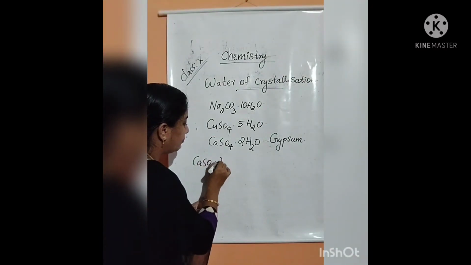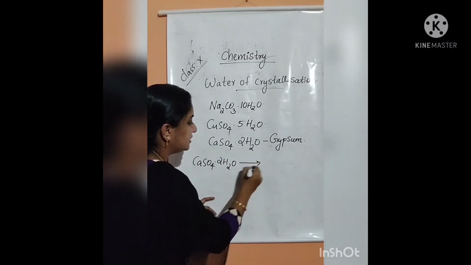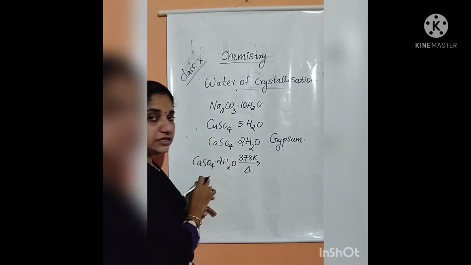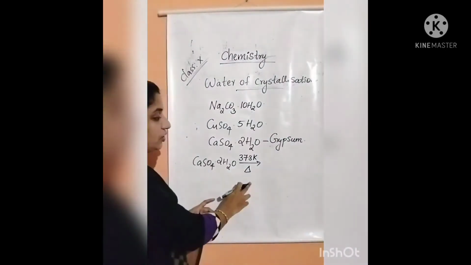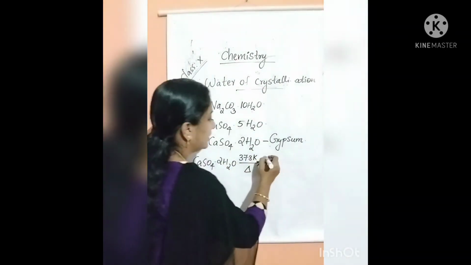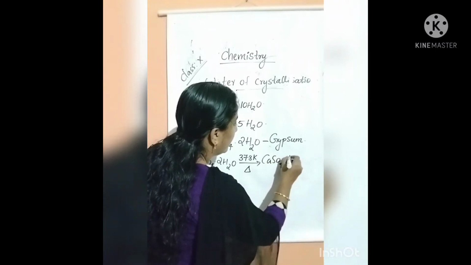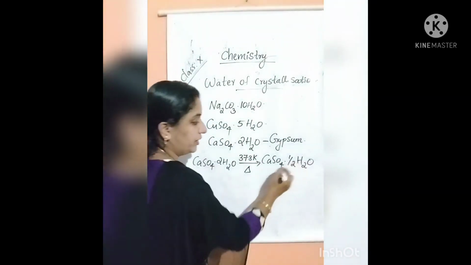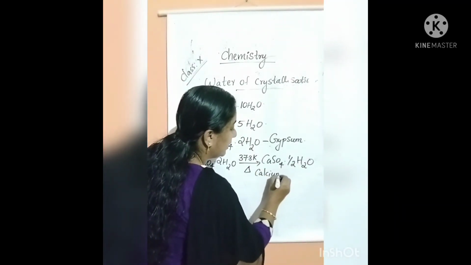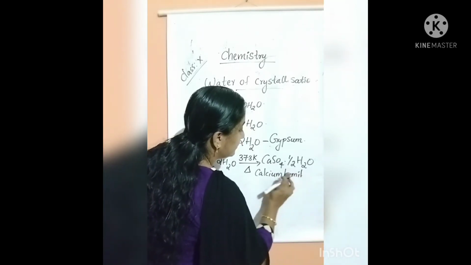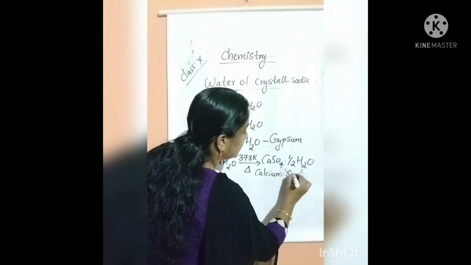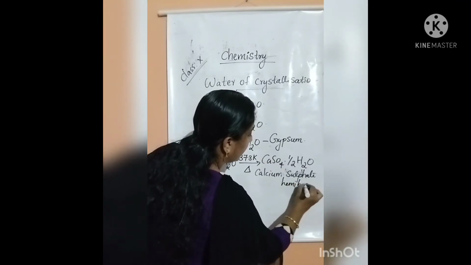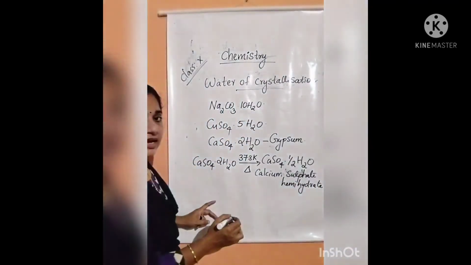Gypsum means CaSO4 2H2O. When we heat gypsum strongly at 373 Kelvin, it loses some of its water molecules and turns into CaSO4 half H2O. That is calcium sulfate hemihydrate that is formed. Hemi means half.